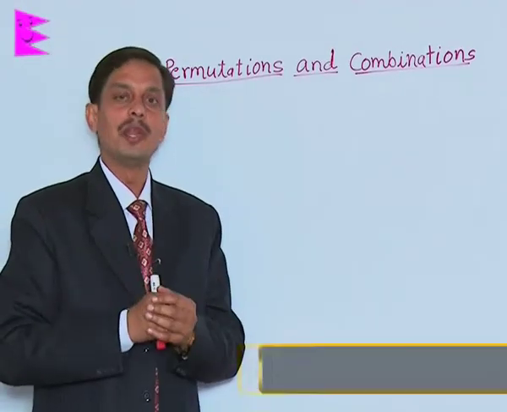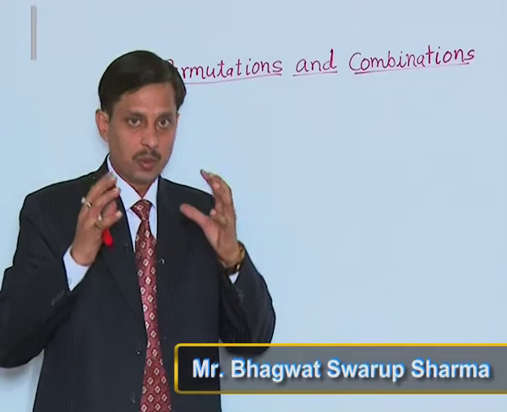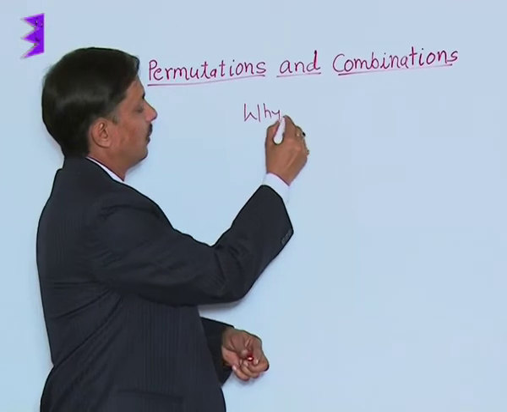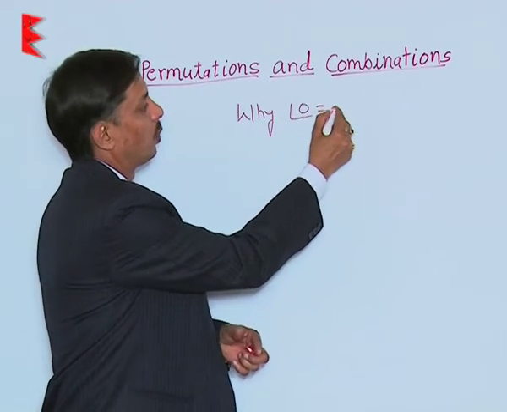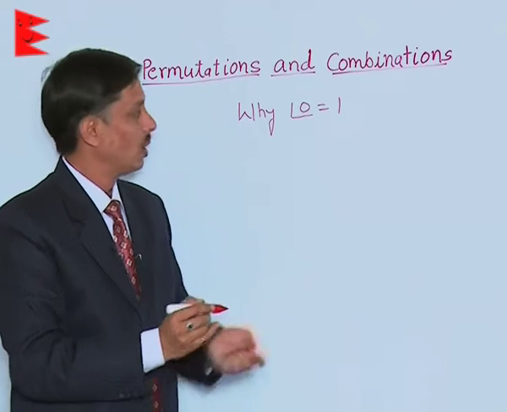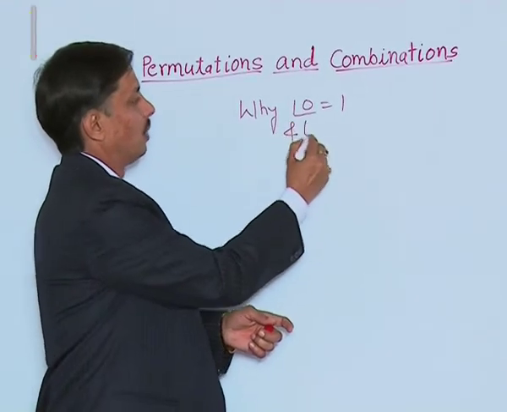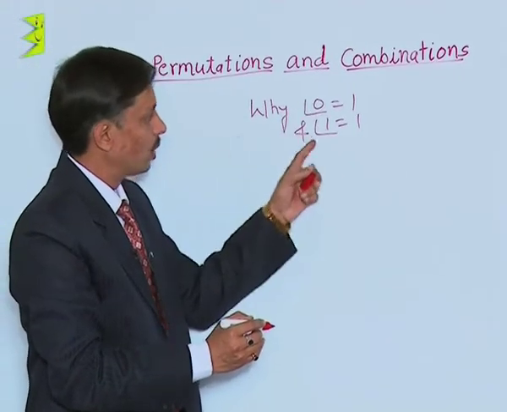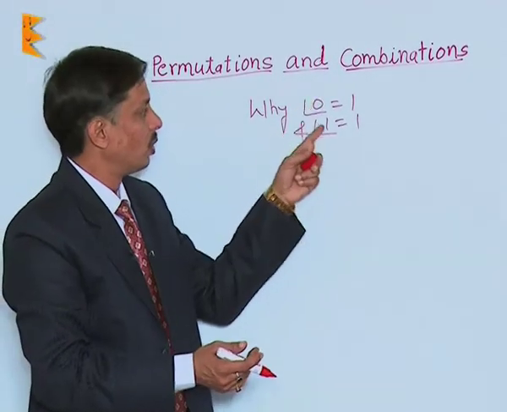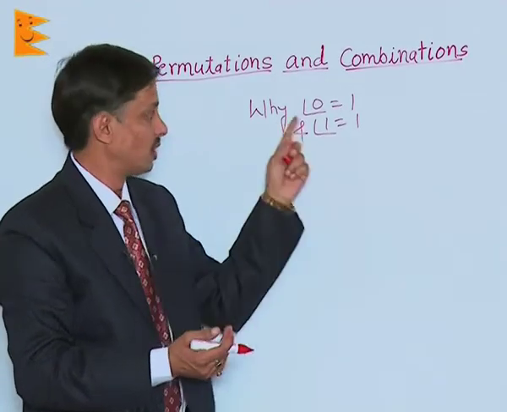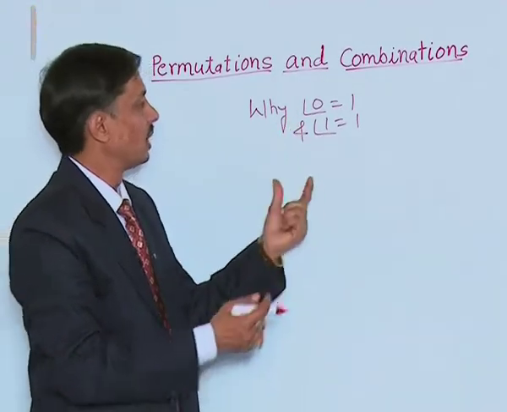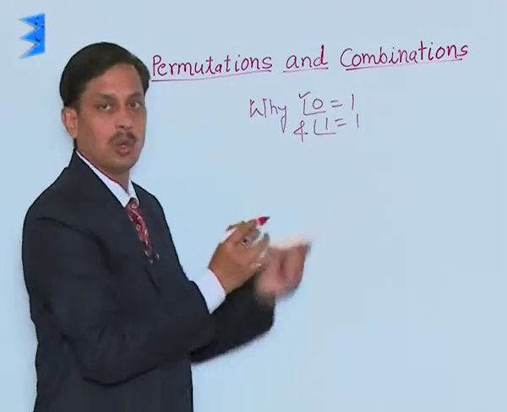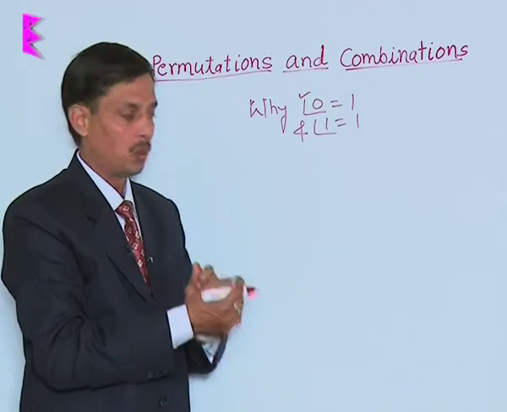Now I want to explain the concept of why factorial 0 is 1. My purpose is to explain why we say factorial 0 is 1. You also know that factorial 1 is also 1. But if you equate them, you will get 0 equals 1, which is wrong. So I am going to emphasize why factorial 0 is considered to be 1.